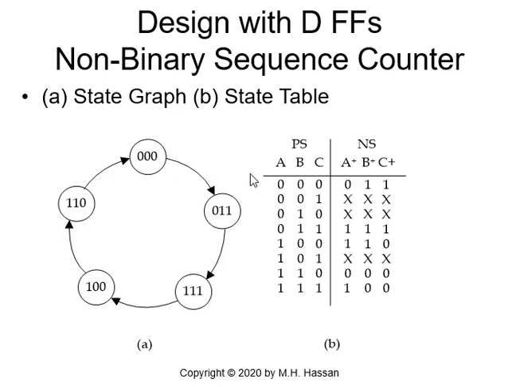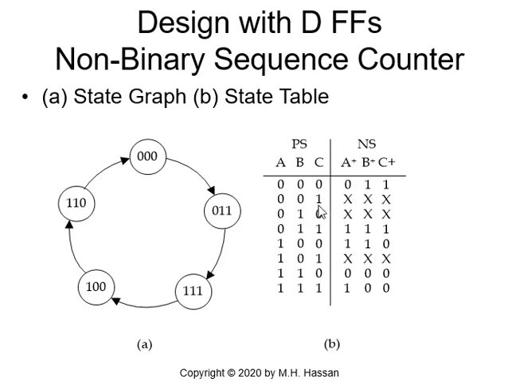So the present state will be ABC. We call A the most significant bit. We have them in the binary sequence from 000 to 111. Now, what's the next state for 000? It is 011. What's the next state for 011?